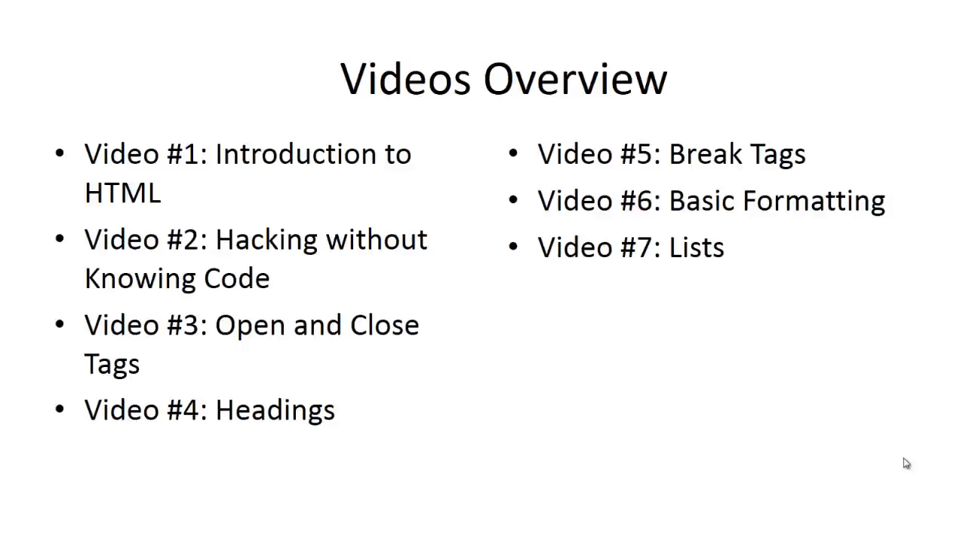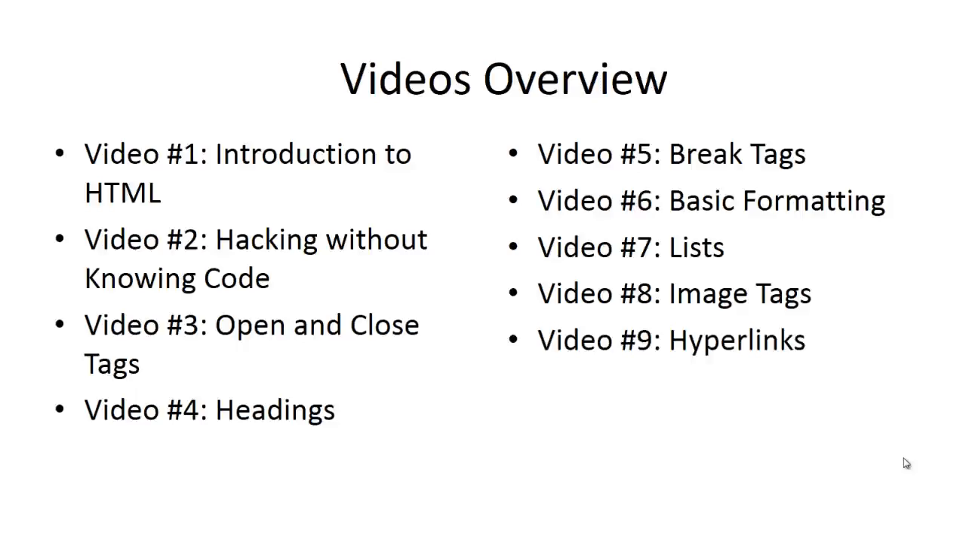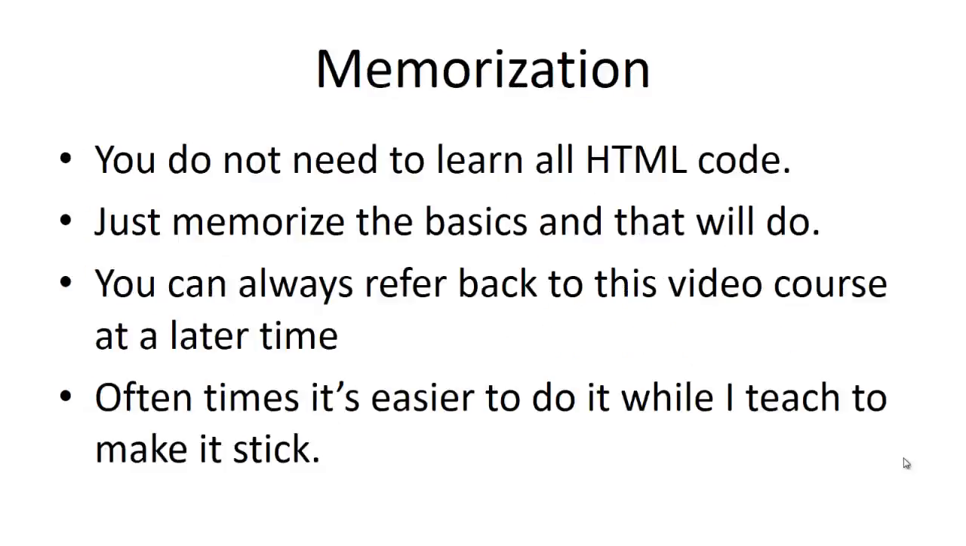How do you create these types of lists? Because this is something you're going to want to do. In video number 8, we're going to talk about image tags and how to make them SEO friendly, and of course, in video number 9, we're going to talk about hyperlinks. Not just how to create a hyperlink, but how to make it so when somebody clicks on it, it opens up in a new window. This is something you are going to face over and over again, and that's why we're focusing specifically on these tags.